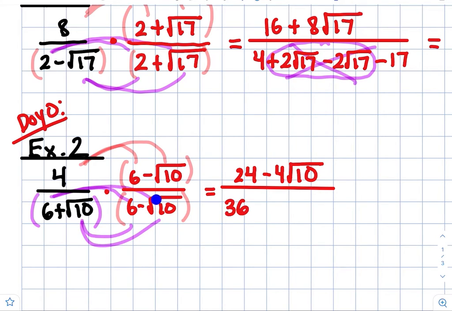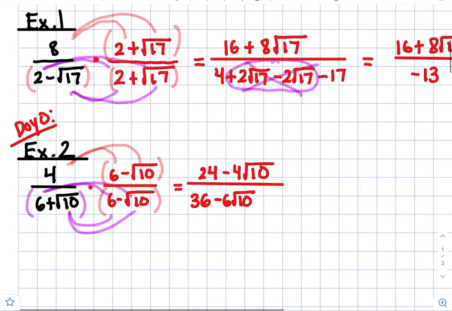6 times negative square root of 10 is negative 6 square root of 10. Square root of 10 times 6 is 6 radical 10. And radical 10 times negative radical 10, right? Positive times a negative is a negative. And since it's the same square root times the same square root, we just get the number on the inside, which is just going to be 10.